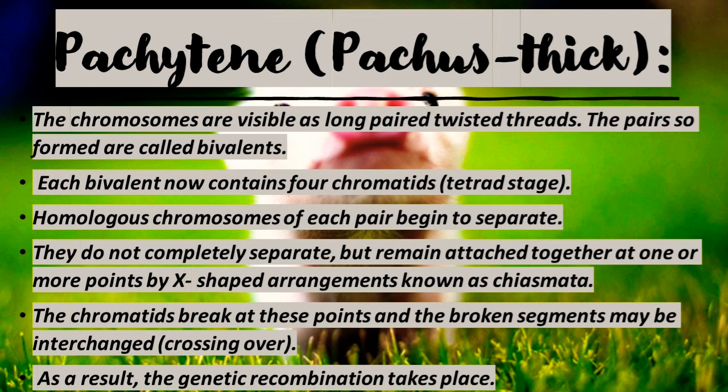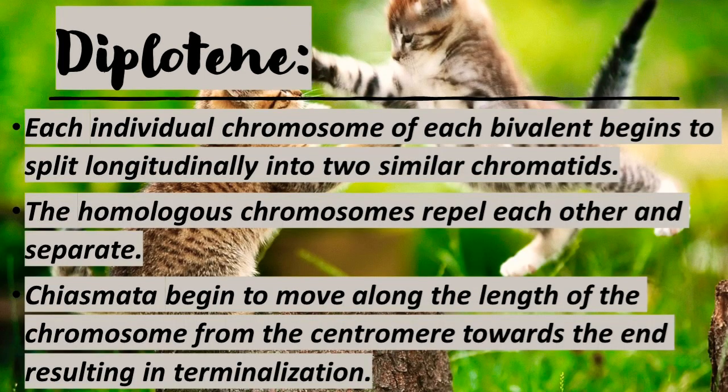The chromatids break at these points and the broken segments may be interchanged. This process is called crossing over. So, the exchange of segments is called crossing over. So, as a result, genetic recombination takes place. Now, we pass on to diplotene. Each individual chromosome of each bivalent begins to split longitudinally into two similar chromatids. The homologous chromosomes repel each other and separate.